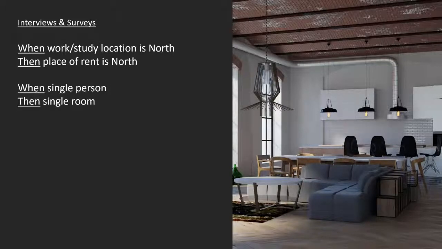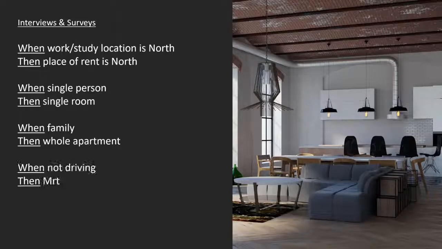Now, of course, if it's just one person looking to rent, they will only look for a single room. They won't rent out an entire apartment. They will just rent out one room in the apartment. Likewise, if it's a whole family who's looking to rent, then they will rent the whole apartment and not just one or two rooms in a whole apartment. And finally, generally when they're not driving, they will look for rental listings that have an MRT nearby. This is a very important factor for them, and it's almost like a deal breaker. They wouldn't rent an apartment if it doesn't have an MRT nearby.